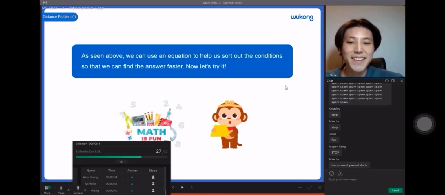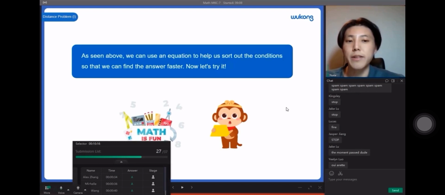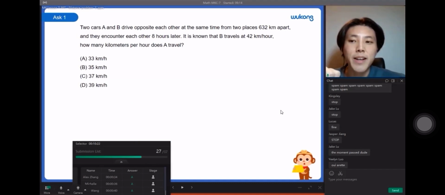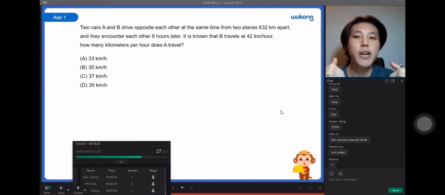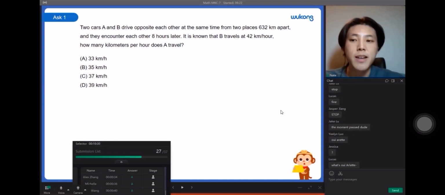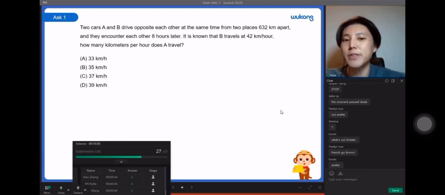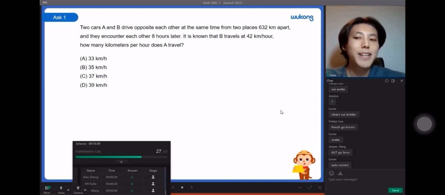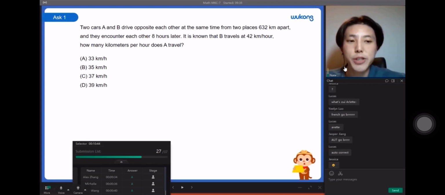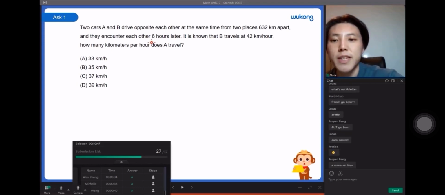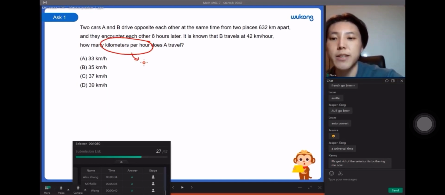Okay, as seen above, we can use an equation to help us sort out the conditions so that we can find the answer faster. So let's try this one. Two cars A and B drive toward each other at the same time from two places, 662 kilometers apart. And they encounter each other 8 hours later. It is known that B travels at 42 kilometers per hour, but how many kilometers per hour does A travel? So in this case, we're not too sure about the speed. So we're looking for speed, kilometers per hour. That's asking us the speed of A.